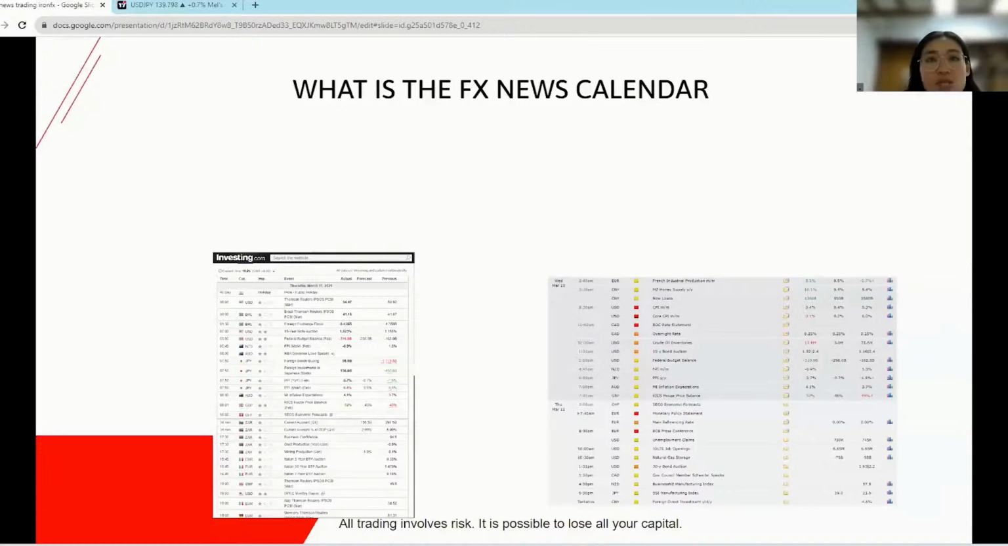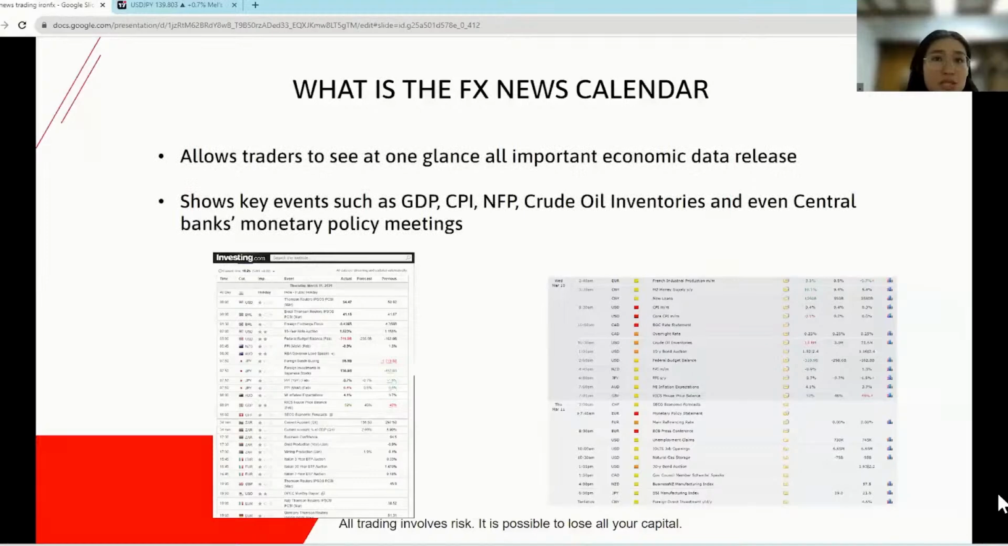So an example of this, of keeping up with the news, you can use the FX news calendar. We have a couple of examples here, but some of these benefits include allowing you to see at one glance all important economic data releases. So this is really useful.